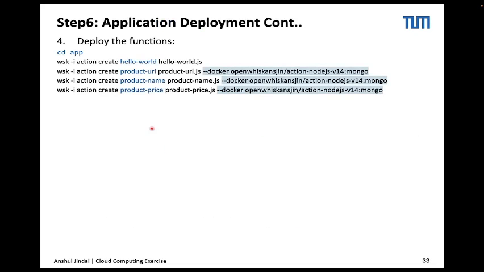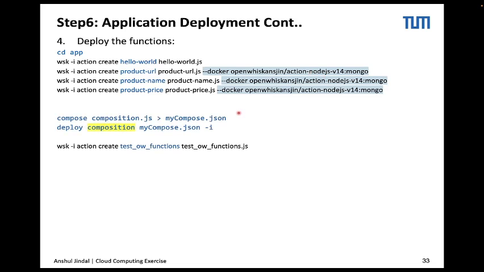Once you have done this, you have to call, I think, 4 commands for deploying each function: hello world, product URL, product name, and product price. This is the path for the hello world code, the product URL code, product name, and product price. For hello world, by default we are using the Node.js environment, so I'm not specifying any container in which that function would be created. It's by default Node.js. But for the product URL, product name, and product price, I'm using the Docker container environment specified by me. Over here, you can see the image name for that. You don't have to change it, so you can use the same name itself.